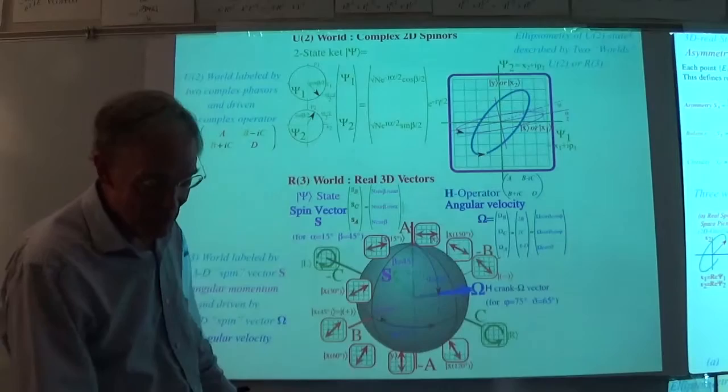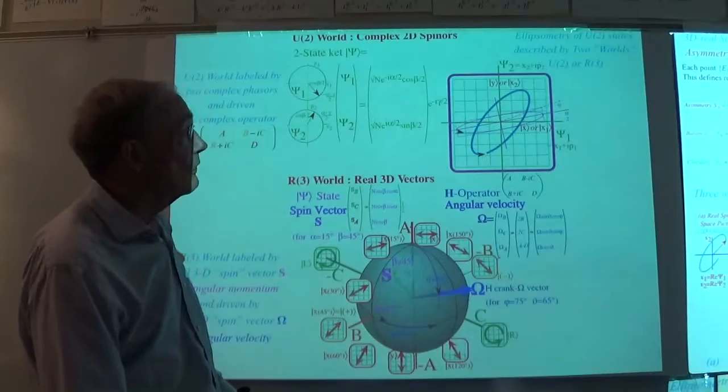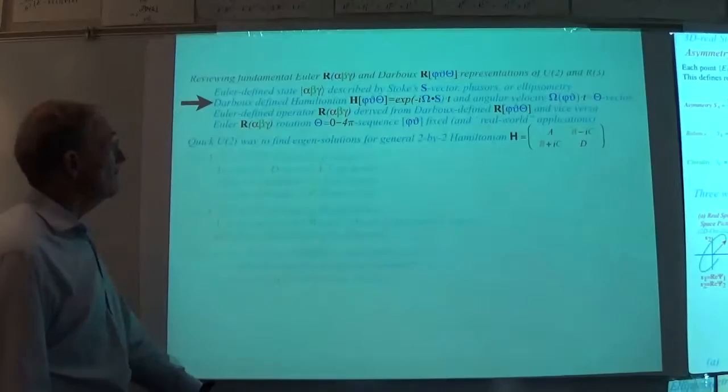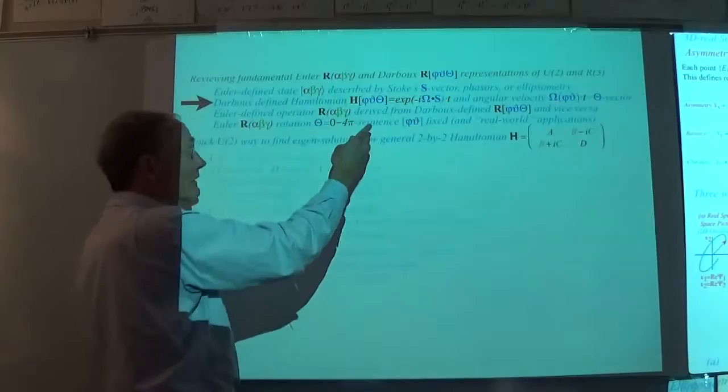Okay, so those are the two worlds, and we're going to try to live in them. So the first thing that we need to do is see how you define an operator, a Hamiltonian, by a crank vector, an angular velocity.